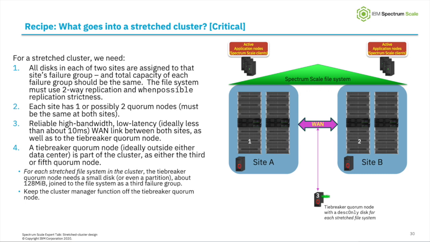And then finally, there needs to be a tiebreaker quorum node. It needs to be well connected to both sites. Ideally, it's not in either site, and it functions as your 3rd or maybe your 5th quorum node. And that tiebreaker quorum node needs a 128 meg or larger disk for each stretched file system to be the 3rd descriptor disk. And this is going to be a descriptor-only disk in failure group 3. One final comment, keep the cluster manager role off the tiebreaker quorum node. We'll discuss why a little later.